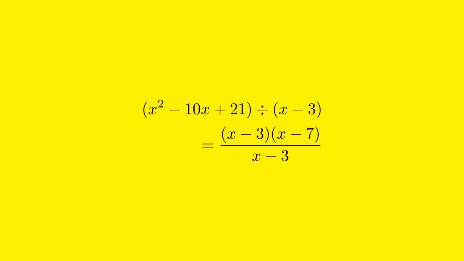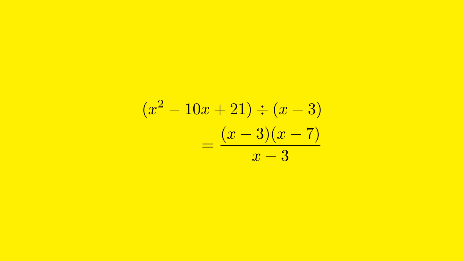To solve the problem of reducing the rational expression x squared minus 10x plus 21 divided by x minus 3, we begin with step 1, which is to factor the numerator if possible. The numerator is x squared minus 10x plus 21. This expression is a quadratic polynomial. Quadratic polynomials often can be factored into two binomials.